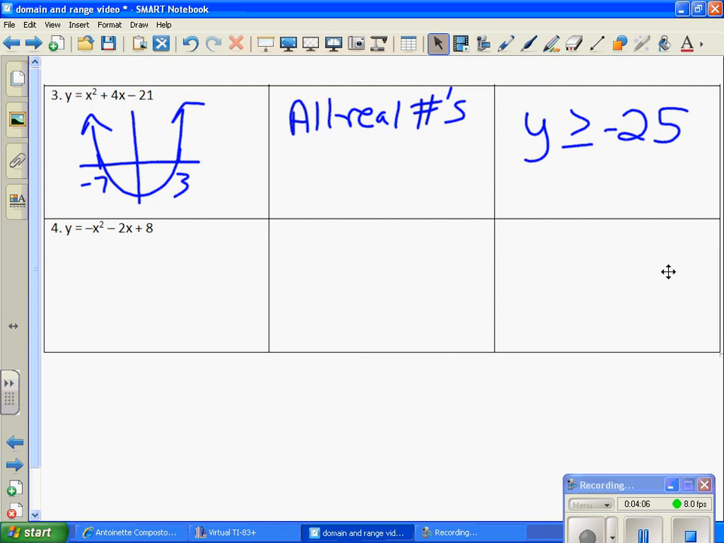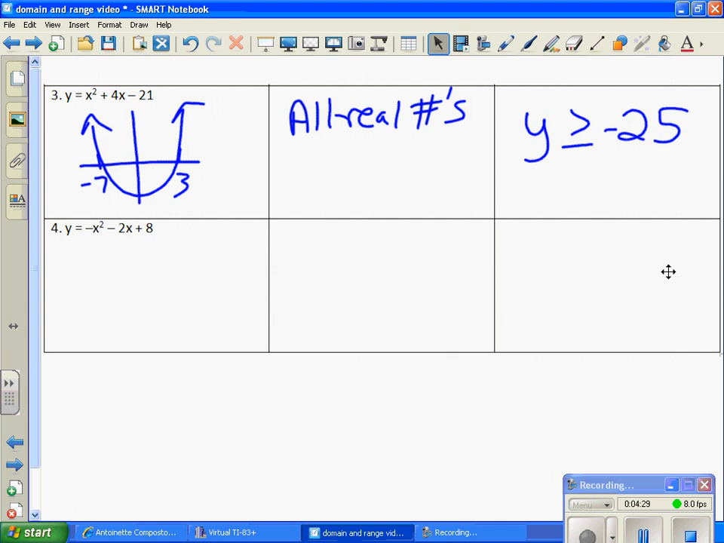Let's think about this algebraically for domain. Your domain, are there any values I plug into x that won't work? If I plug in 0, if I plug in a negative number, if I plug in fractions, it'll always work out. I can use any x value. So my domain would be all real numbers. There's nothing that makes it undefined or gives me an error.